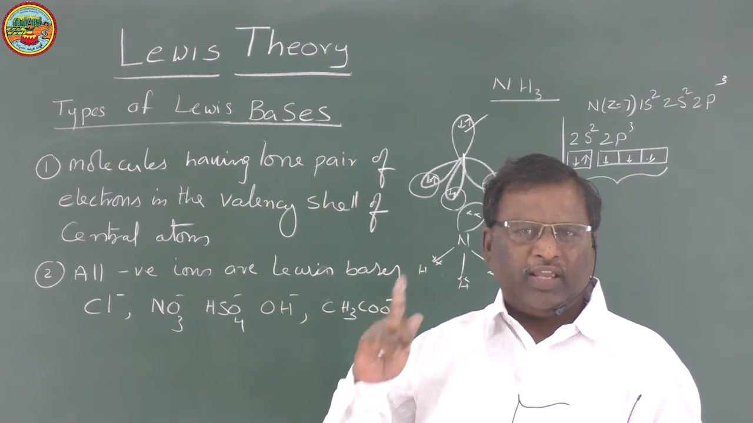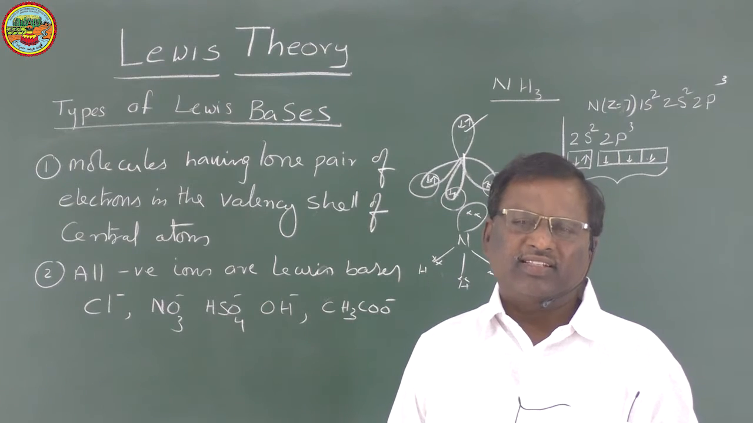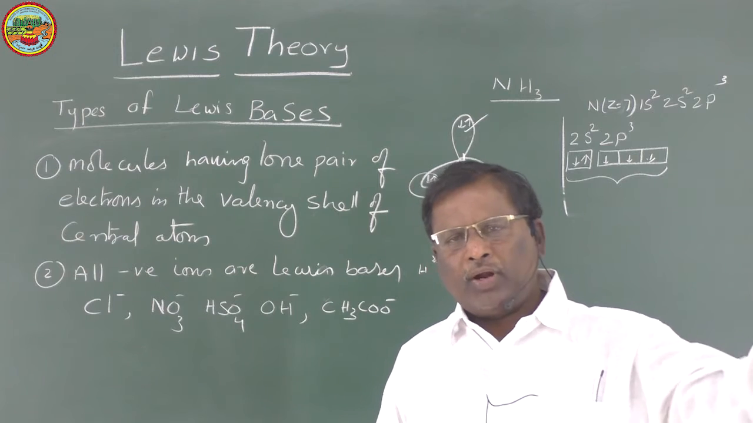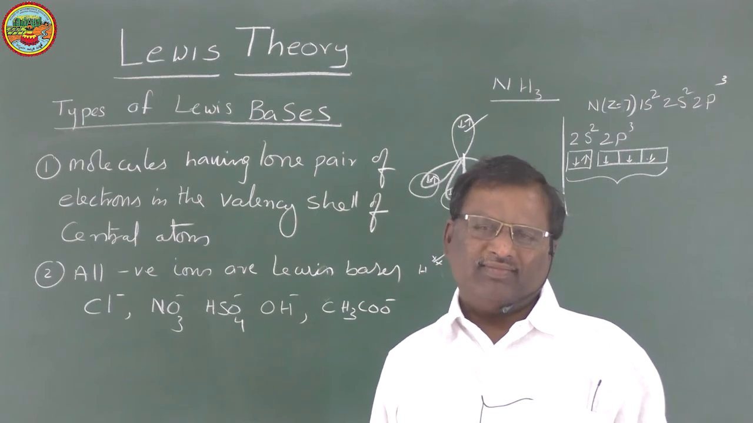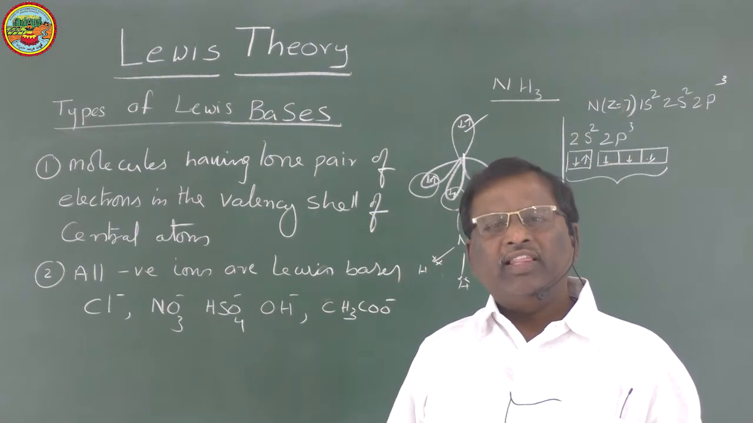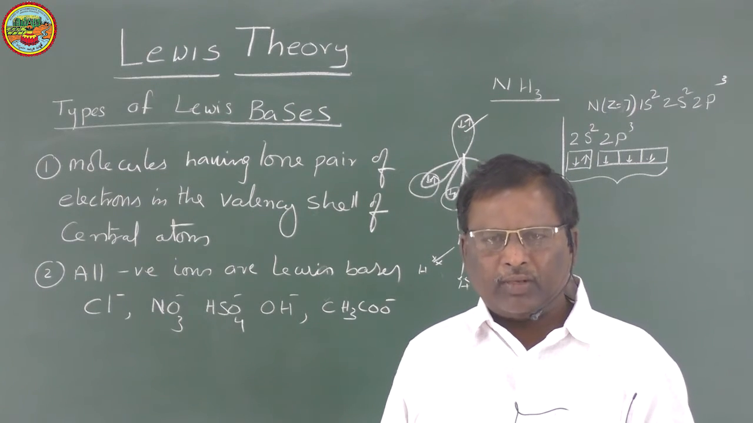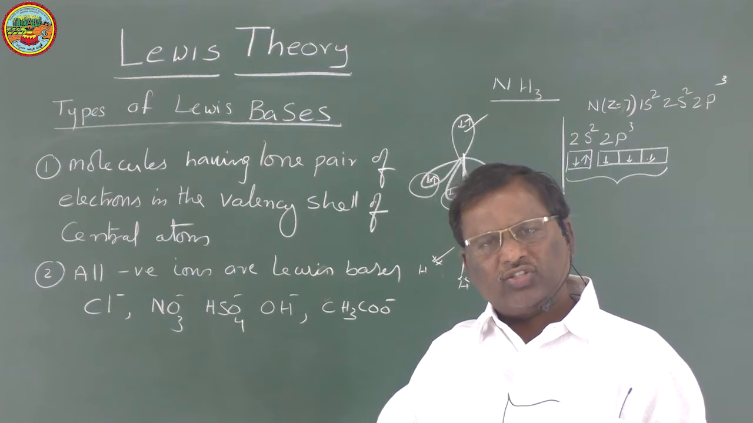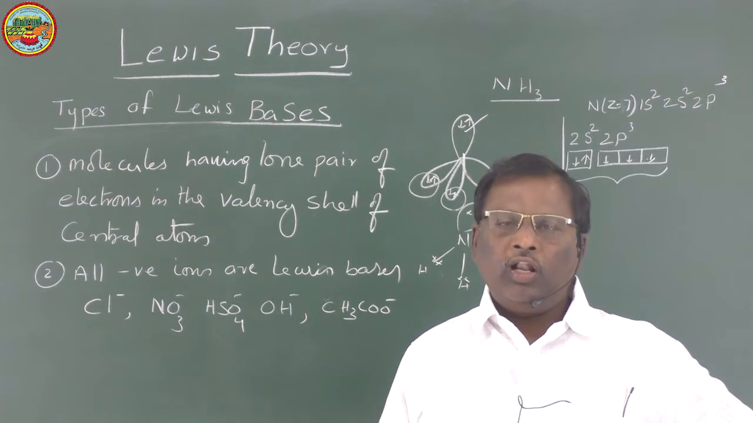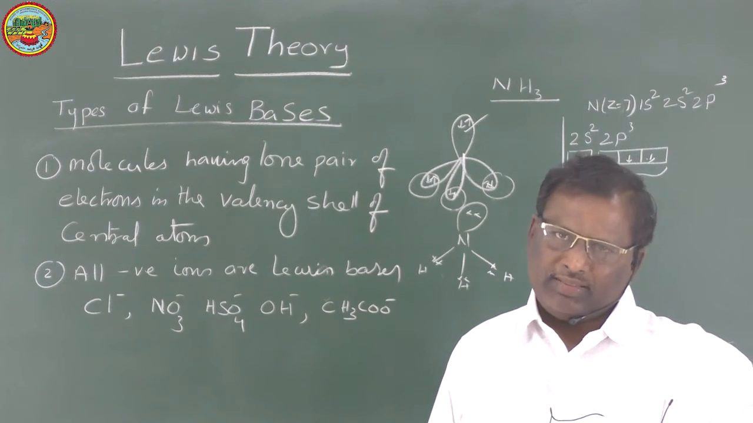So the conjugate bases of Bronsted acids are considered as Lewis bases. That means all Bronsted bases are Lewis bases, because they have a negative charge. And that negative charge means a lone pair of electrons is present, so they can donate that pair of electrons to other species. That's why they can be considered as Lewis bases. All negative species, all conjugate bases of Bronsted bases, are considered as Lewis bases.